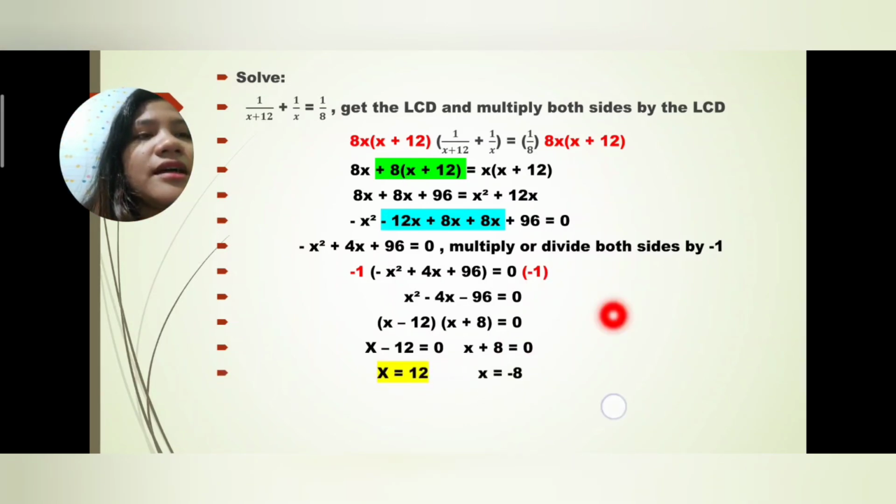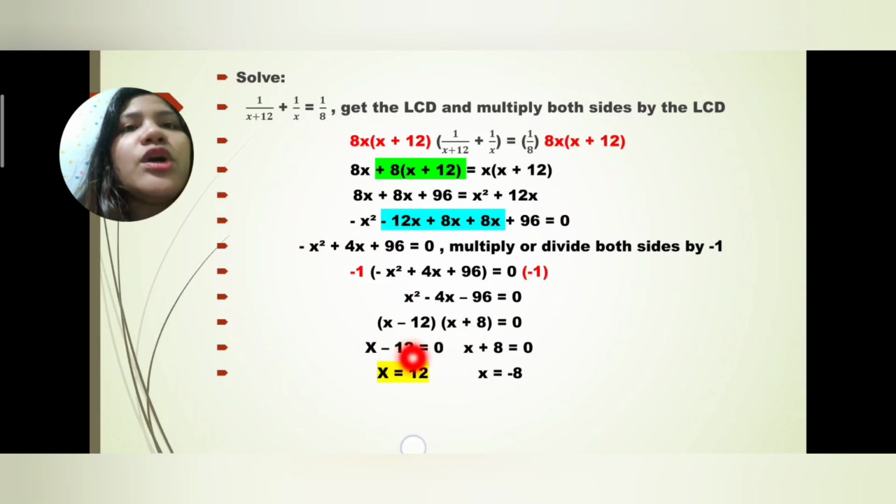Then, we will compute, remain lang yung x sa left side, then transpose negative 12 to the right side, magiging positive 12. Kaya x is equal to 12. Then ito naman, remain lang yung x sa left side, then ang positive 8 transpose to the right side, so from positive, magiging negative 8.